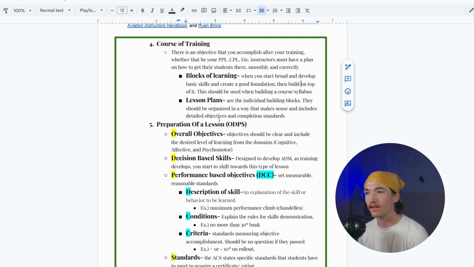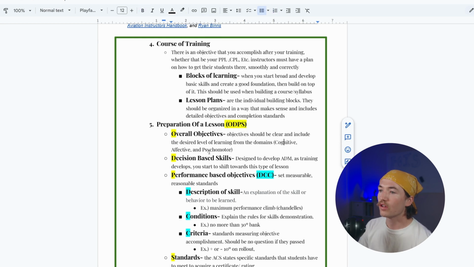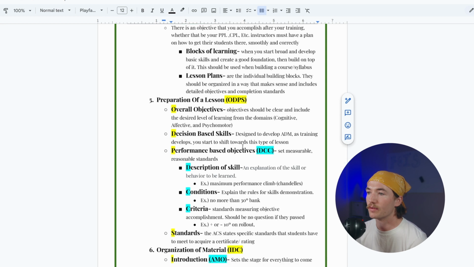I know further down in here, we talk about a way of being able to organize material to where it makes sense. And number 5, which is probably what we're going to go over right now, preparation of a lesson. So ODPS, I'm just going to highlight that because that's supposed to be highlighted. So overall objectives should be clear and include the desired level of learning from the domains.